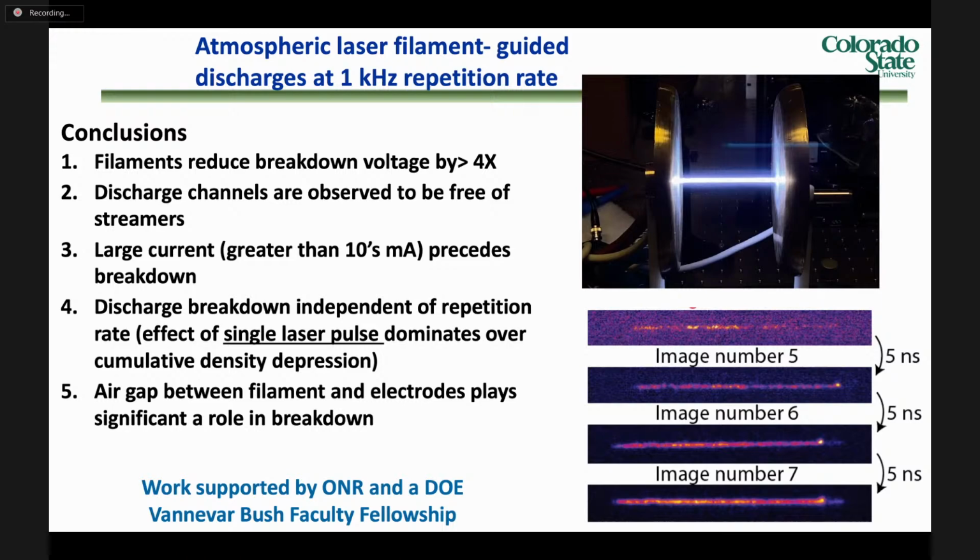And as I mentioned, our interpretation of the data is that it is the density depression caused by a single laser pulse that really causes the breakdown, with cumulative effects only playing a secondary role.